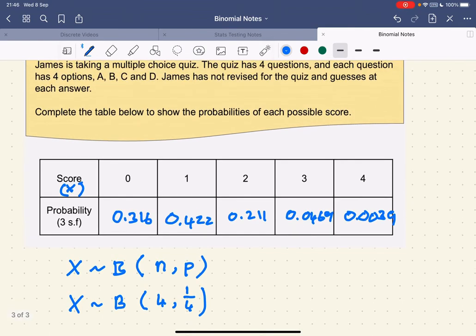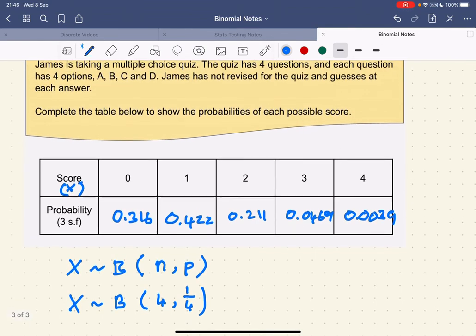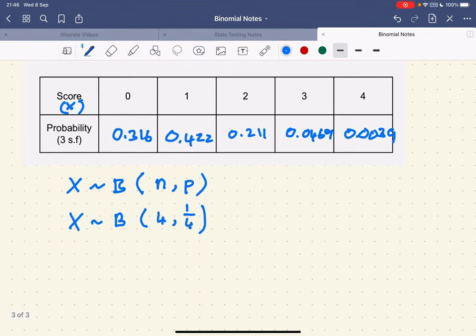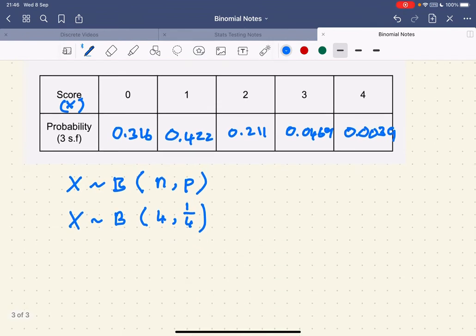So we can get that from here. The probability of getting one of these right is a quarter. We're doing this 4 times. A couple of things. The mean value, or what we expect to happen, is simply NP. So in this case, if we're guessing at 4 answers and there's a quarter chance we get one right, we would expect to get 1 correct.